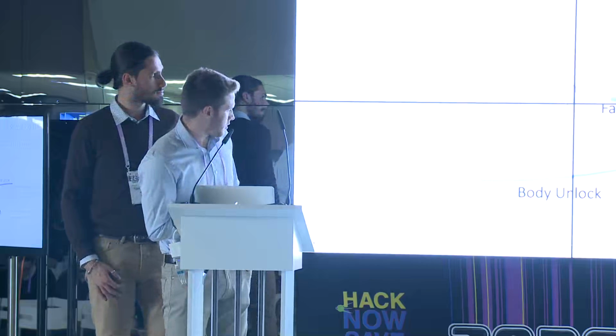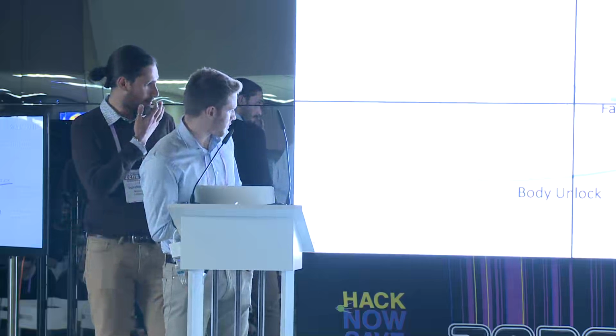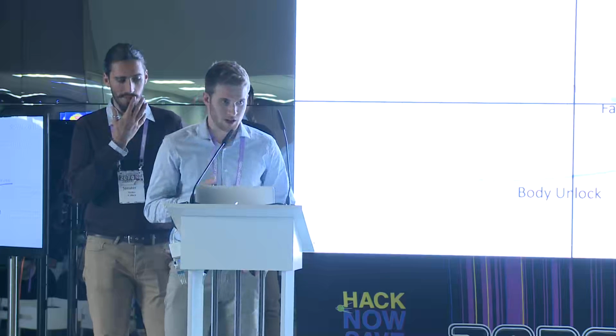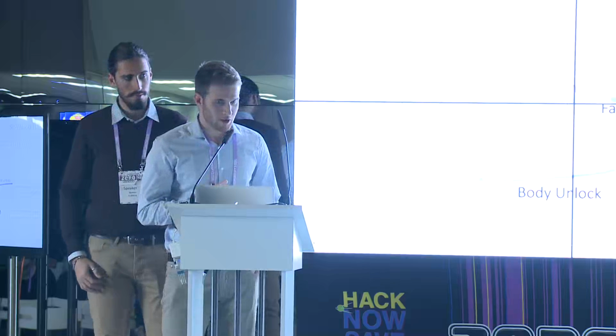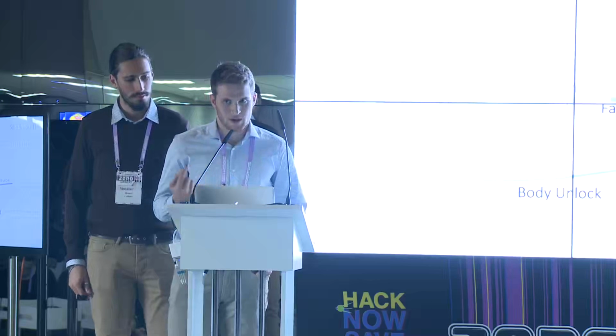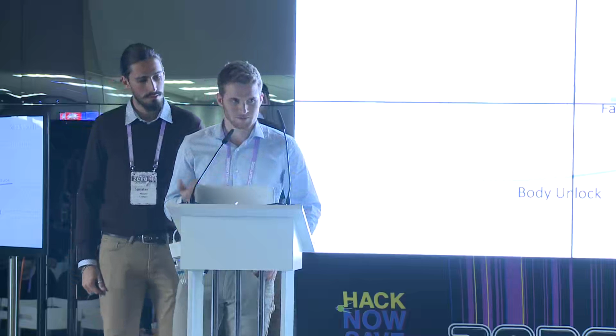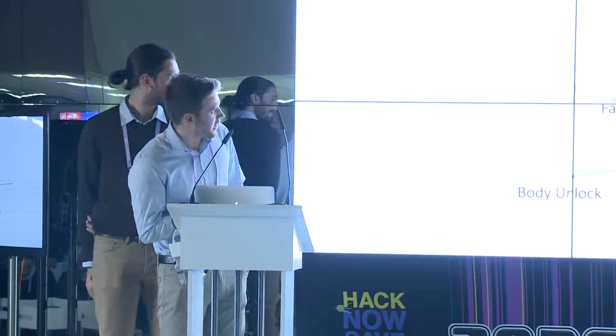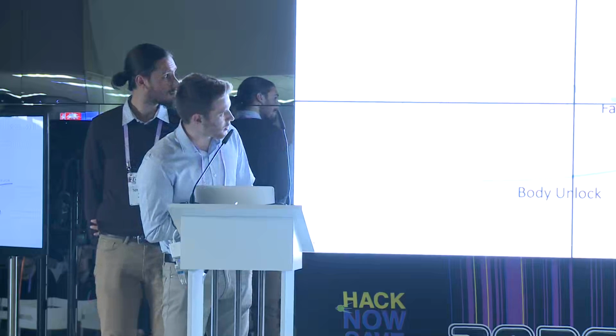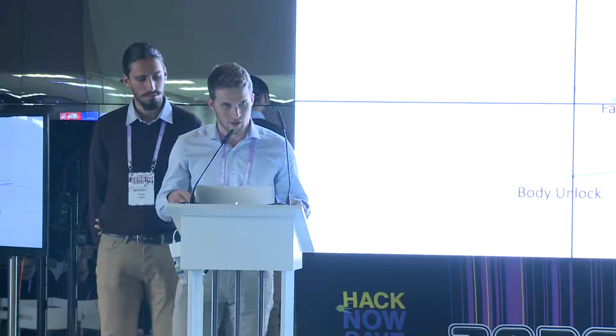Then we have the body unlock. The smartphone is in contact with the body. I have no idea why they implement this thing, because it doesn't recognize if the body is of the owner or not, of course. So I don't know. And then we have the location unlock, so we can set a range, and if the smartphone is within its range, the smartphone is unlocked.